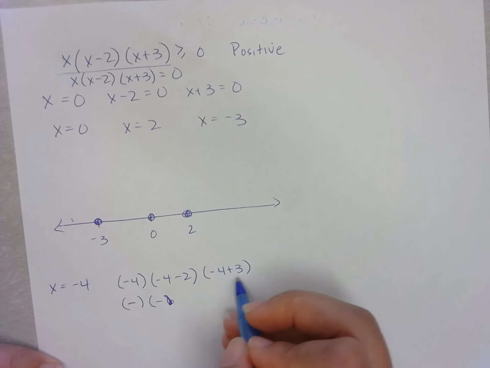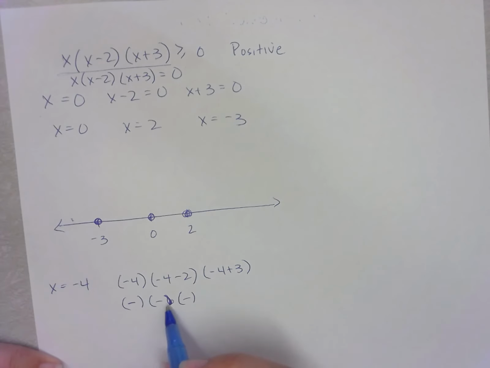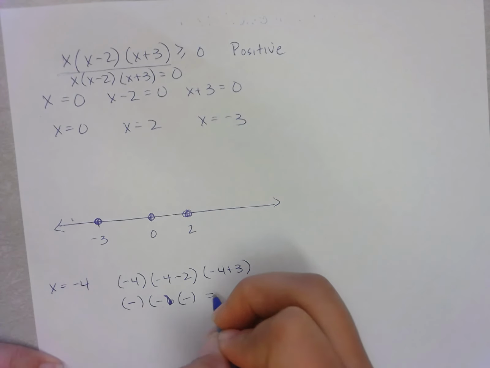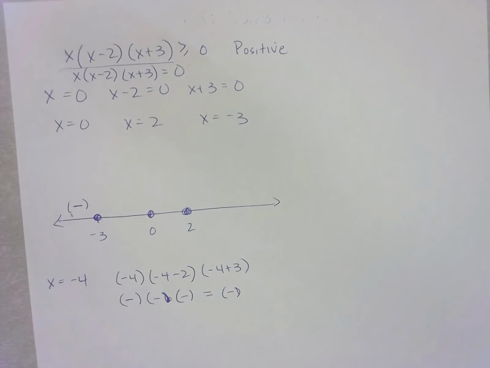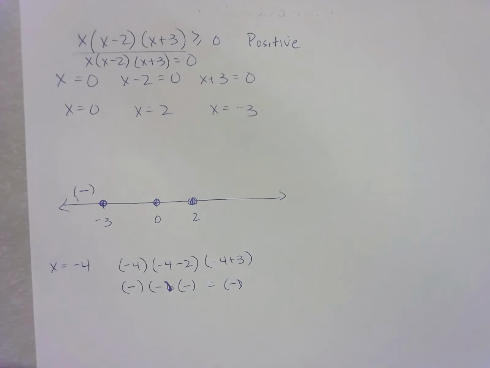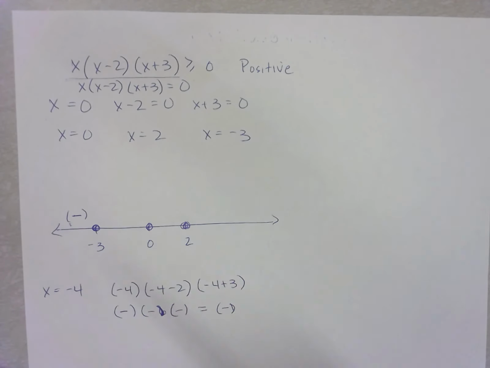And then this one, -4 plus 3, is also negative. And when I multiply a negative times a negative times a negative, I get a negative number. So I'm going to put the minus up here. So that's the sign of my value. That is not what we're looking for, right? So this interval here is not part of my solution.